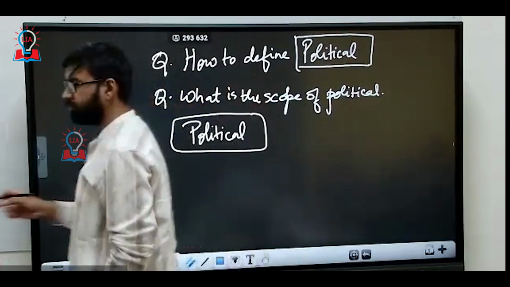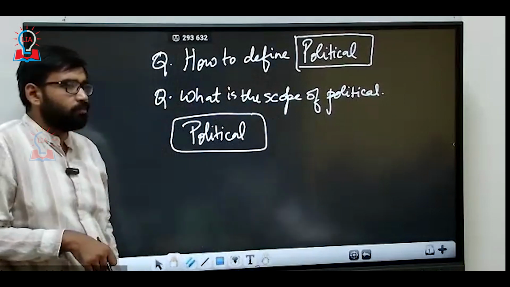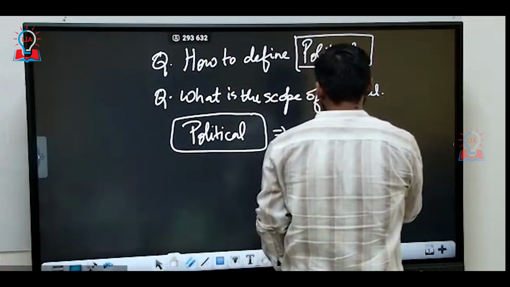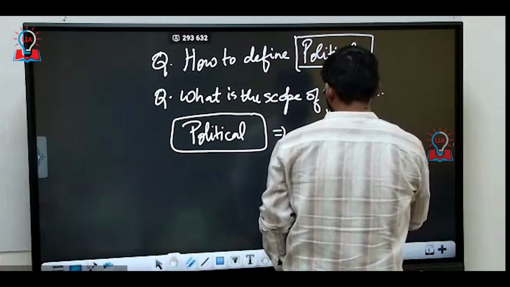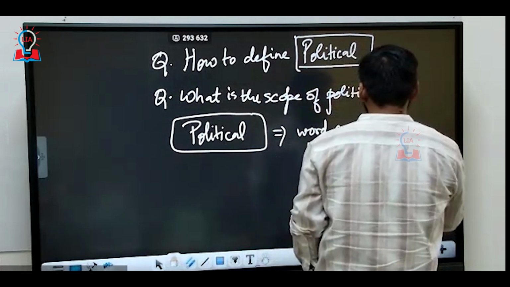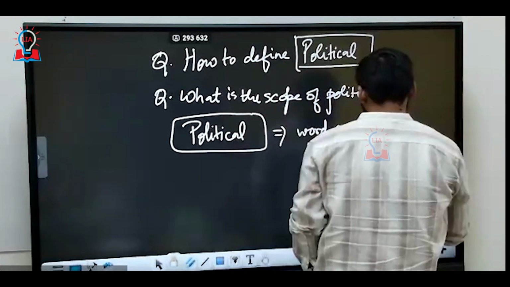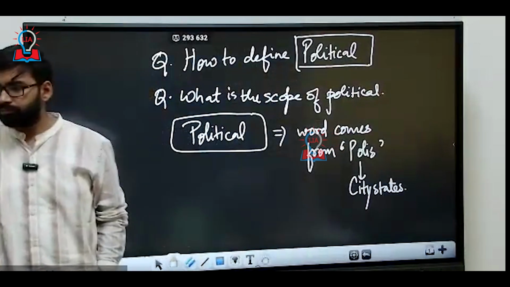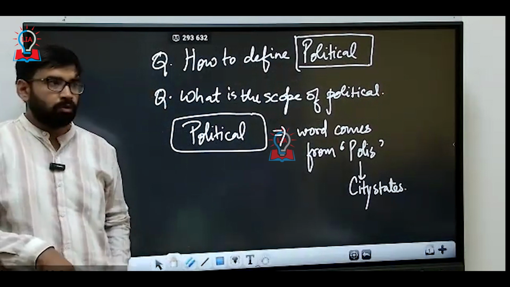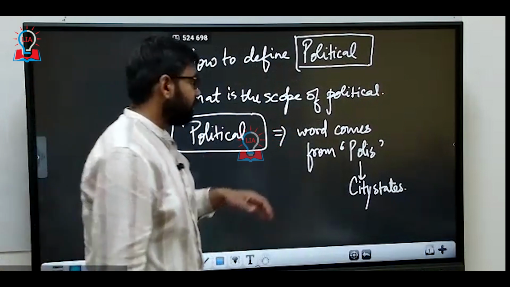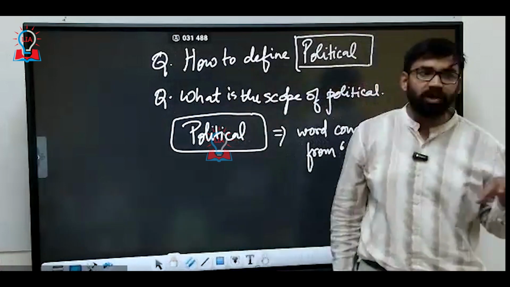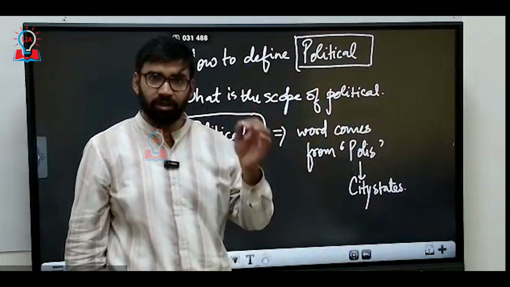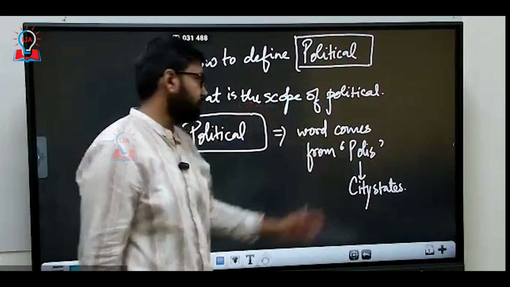A very simple answer. What is political? This word comes from polis. Polis was called as city states. Now, what do you understand from this? That means anything which comes under the domain of state will come under political science. Anything which comes under the state will come under political science.